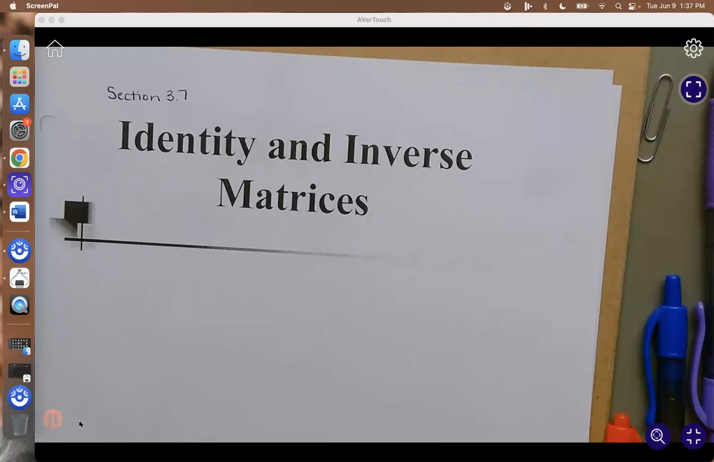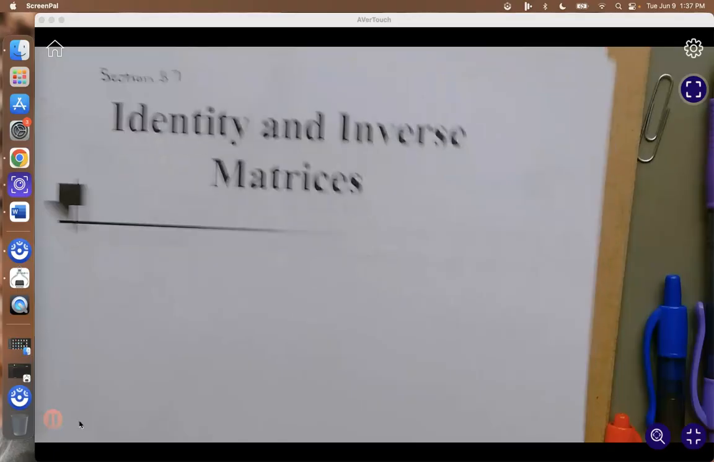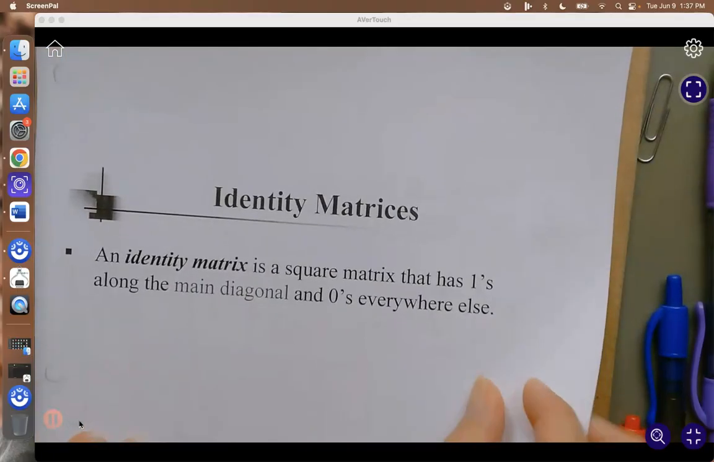Alright guys, so today is the last section of Unit 3, yay! So we're finishing up our matrices unit. Today we're going to be talking about identity and inverse matrices. So let's talk about what an identity matrix is.